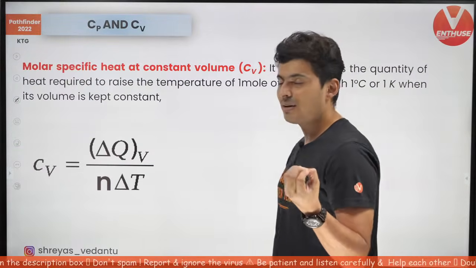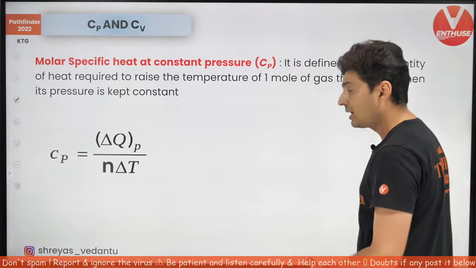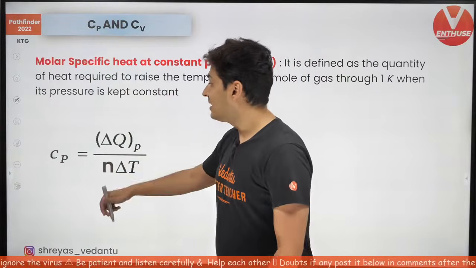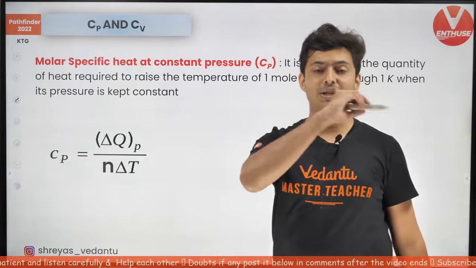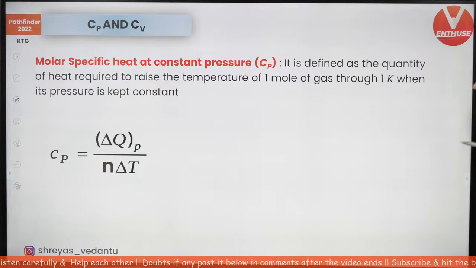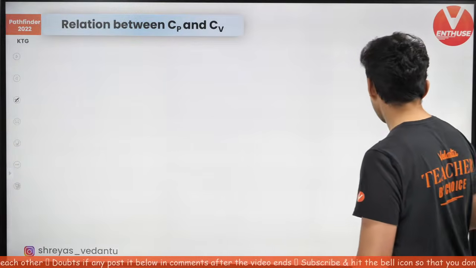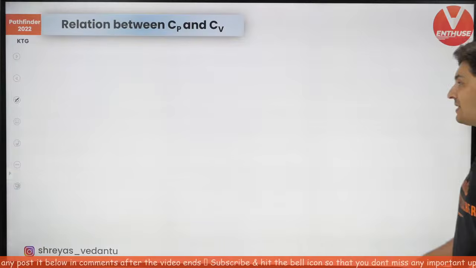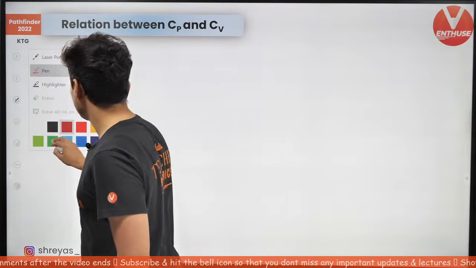Cv is the specific heat capacity at constant volume. When you heat it at constant pressure, pressure is constant, you can allow it to expand or contract, then it is Cp. Cp is the specific heat capacity at constant pressure. Now, the relationship between them is given by the Mayer's relationship, and also the ratio is called gamma, Cp by Cv. I'll just put it up right over here so that you know what it is.